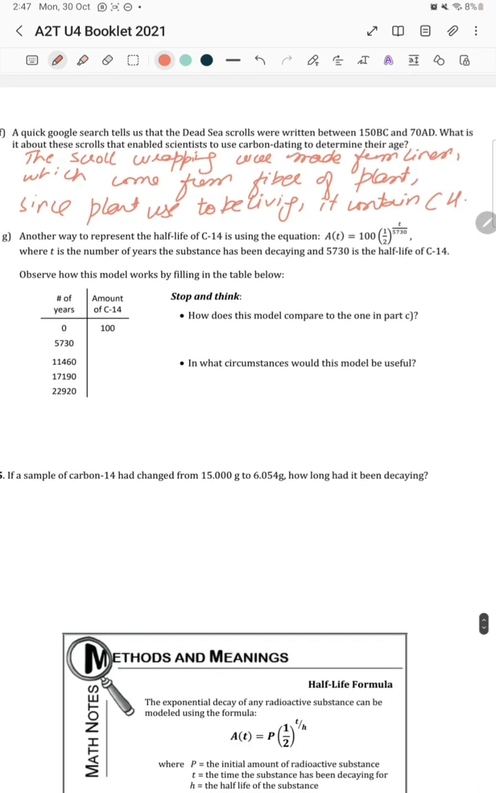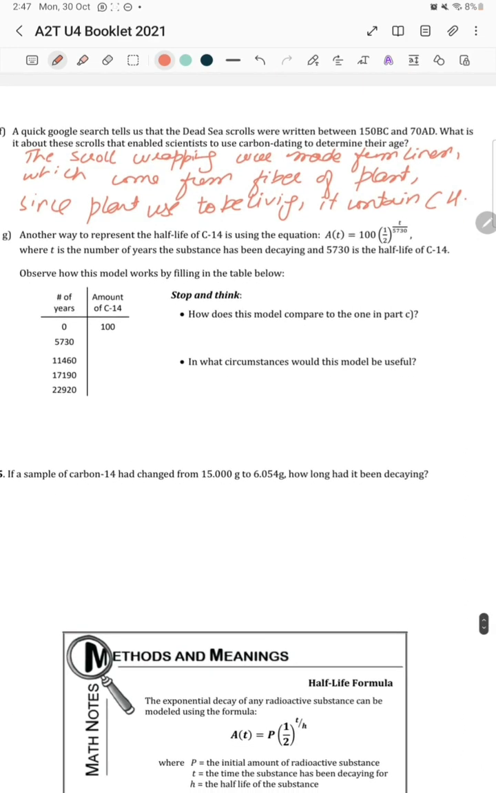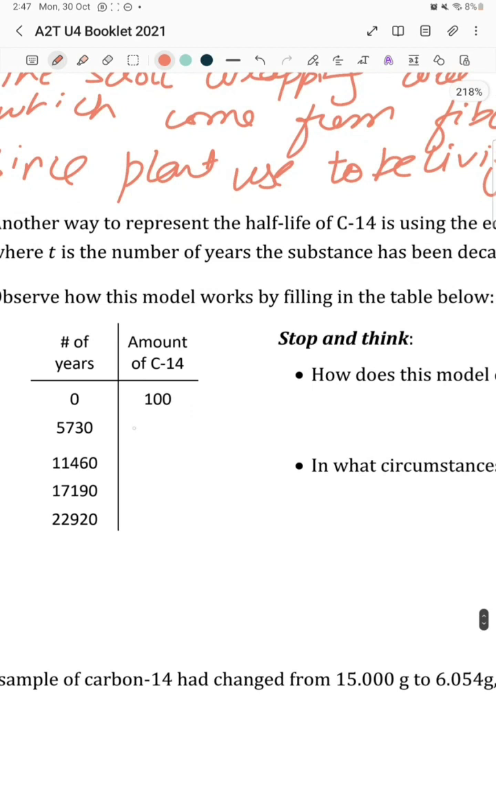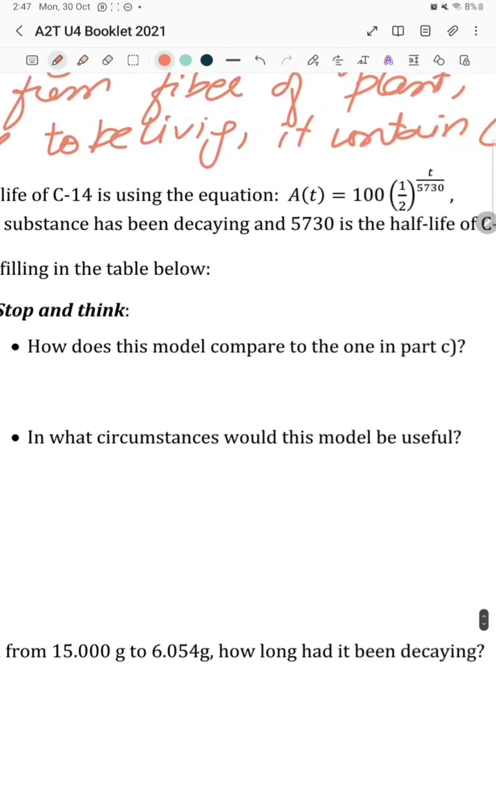Okay, another way to represent the half-life of carbon-14 is using the equation A of T is equal to 100 times (1/2)^(T/5730), where T is the number of years the substance has been decaying, and 5730 is the half-life of carbon-14. Let's see how this model works by filling in this table below. So for 0 years it's 100. Because it's 1/2, just divide by 2, very simple. 50, 25, 12.5, 6.25.